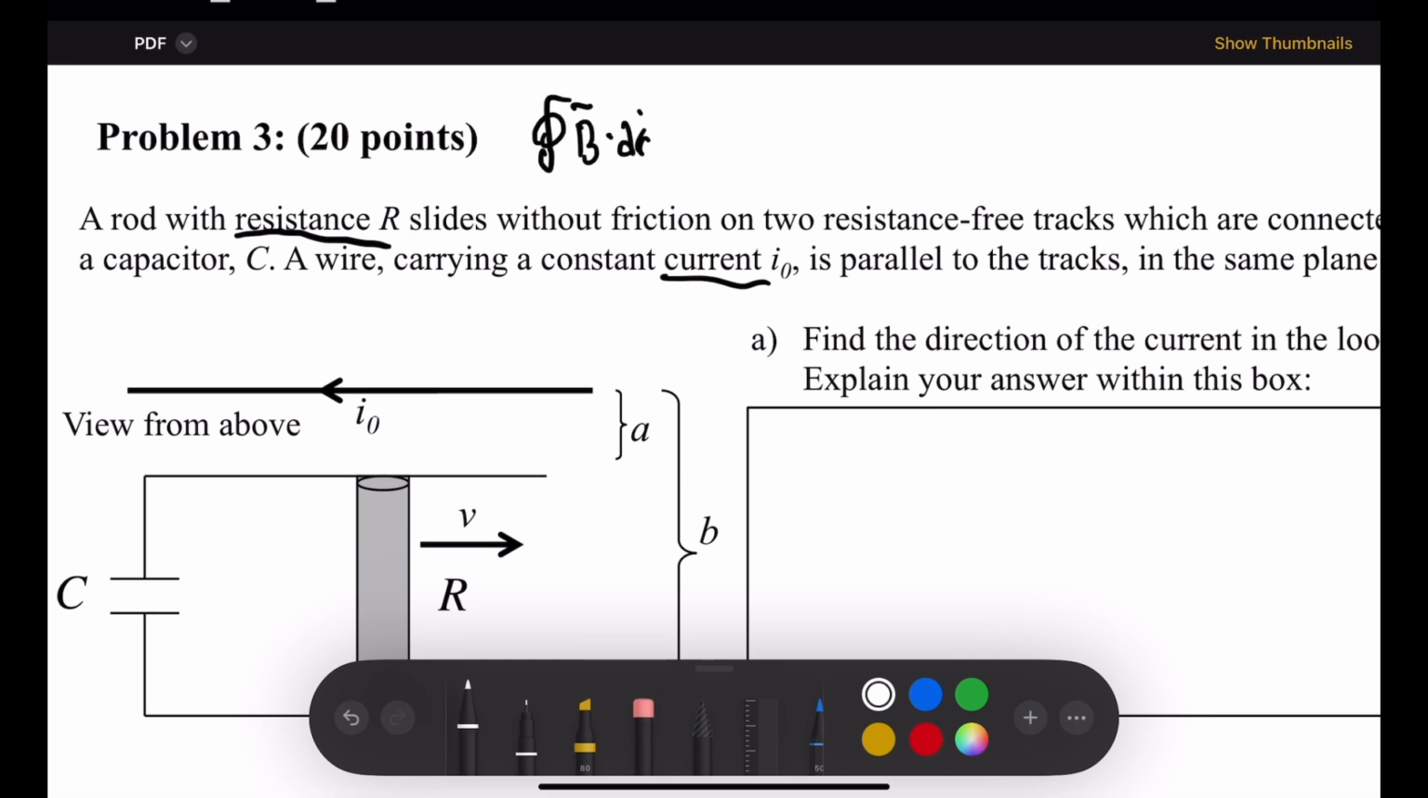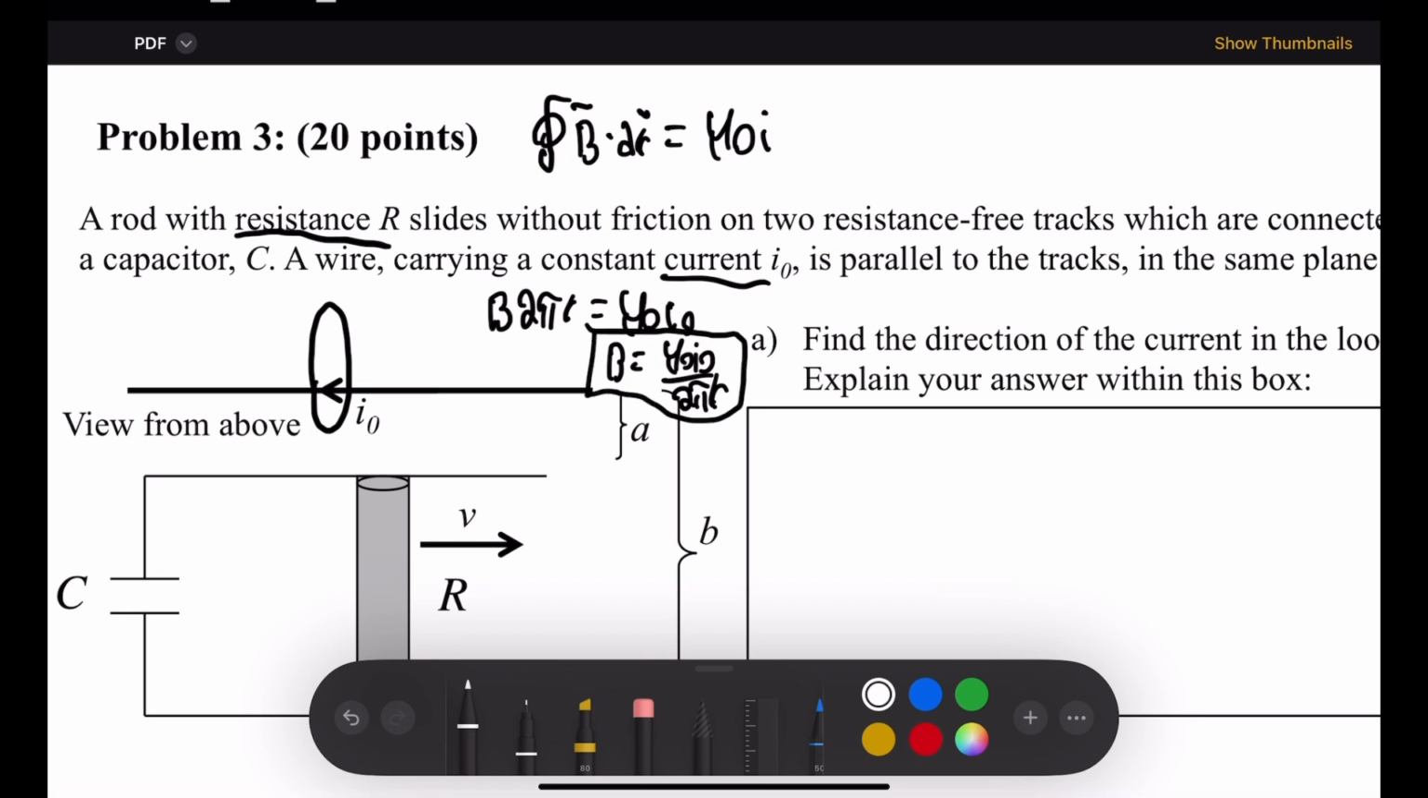of B dot dl is equal to mu naught times the current enclosed. In this case, it's just I. We don't have to worry about displacement current here. So if I draw my loop like this, I would have B times 2 pi r is equal to mu naught, and the current enclosed by that loop is going to be I naught. So I get B is mu naught I naught over 2 pi r.